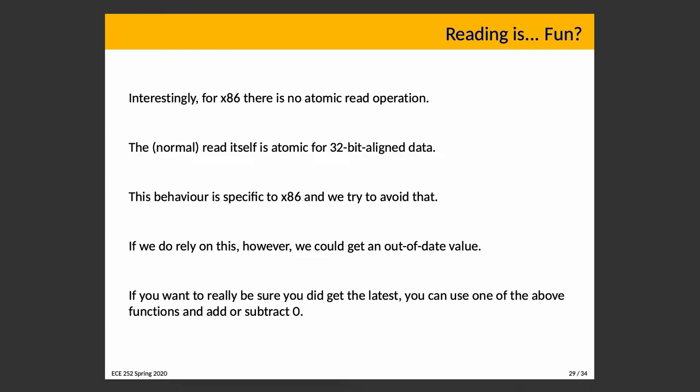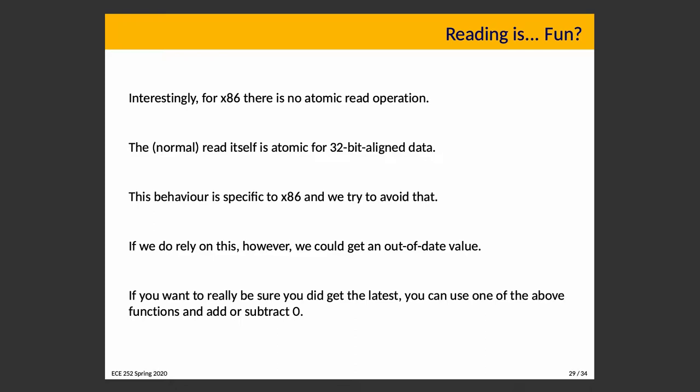Things like your array allocation, how big are elements in the array? What is the order of operations on this array? How do things look in your struct? All of those are way too advanced for what we want to talk about in this course. So although you might read in your documentation that a read for x86 is atomic for 32-bit aligned data, I say don't trust it.